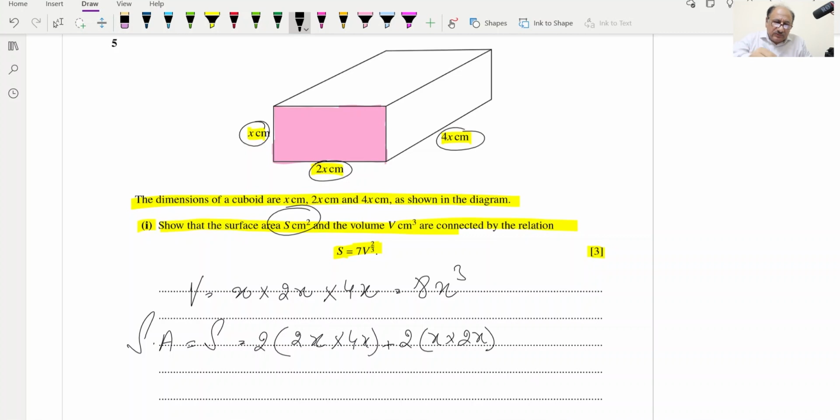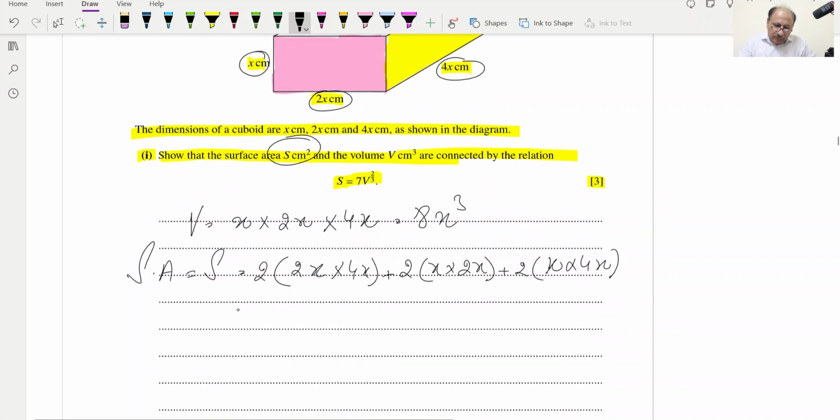Then the last two sides we can take, which is like this one, and the opposite side also, and the opposite side will be of the same size, which we will multiply by 2, so it will be 4x into 2x. So we can write plus 2 into x into height, which is x into 4x, so x into 4x. This will also be two sides.